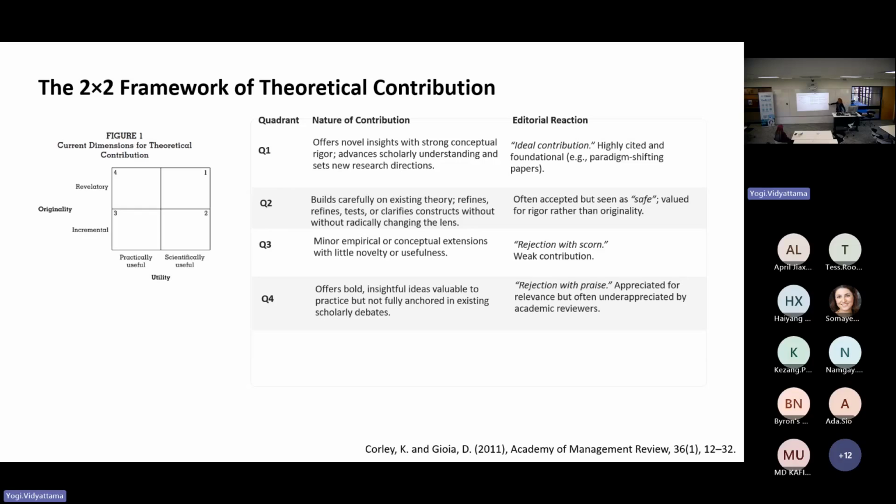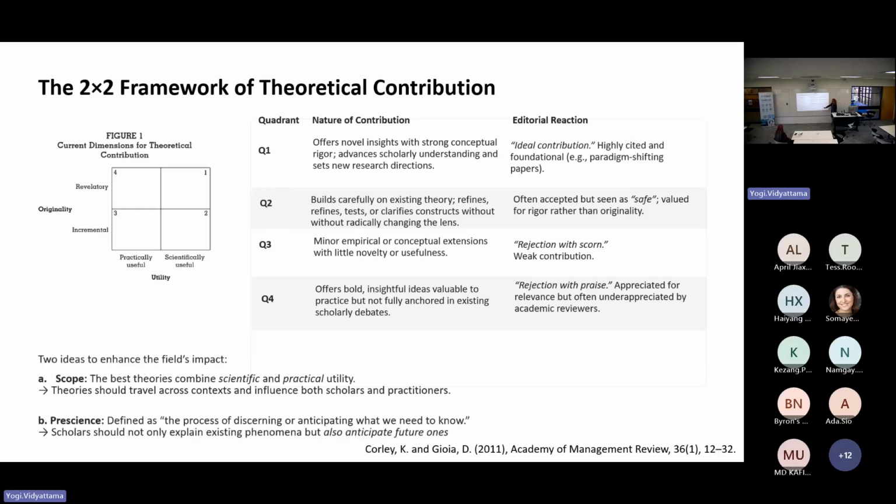But most importantly, what they did beyond just this categorization, they included two things to think about as we move forward. One, think about the scope, right? So they're saying in an ideal world, you want a paper that's doing both. You want a paper that combines the scientific and the practical utility together, kind of going back to my earlier comment, but also, and again, I talked to some of you about this idea of pre-science. Not testing something that has been done or something that has been going on, but thinking about what is it going to be like in 5 years, in 10 years, in 15 years?